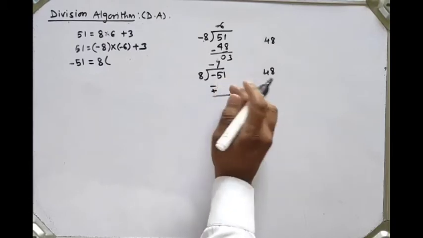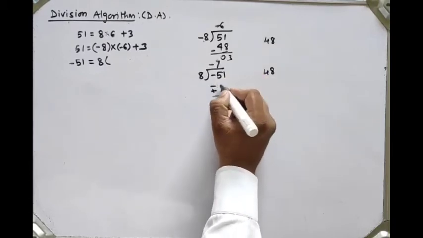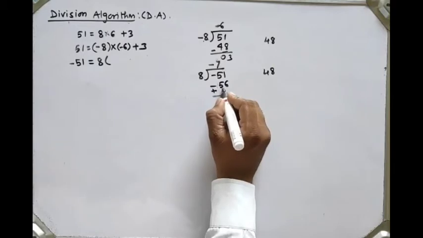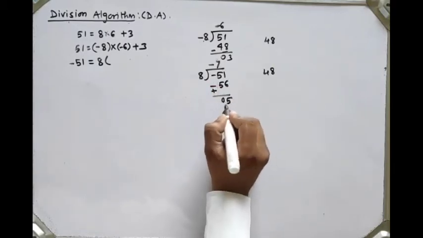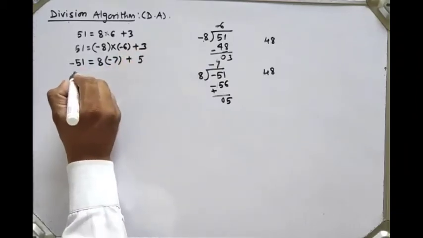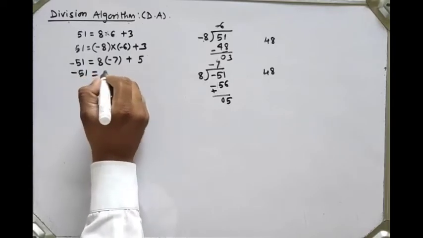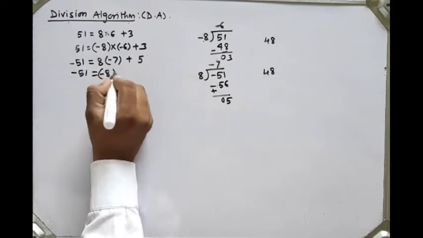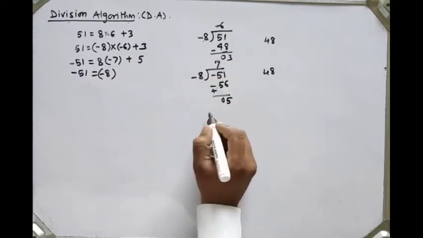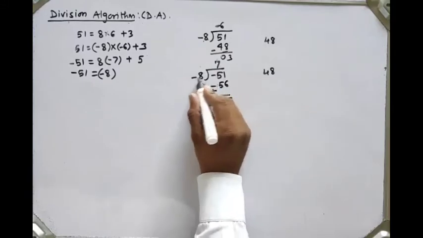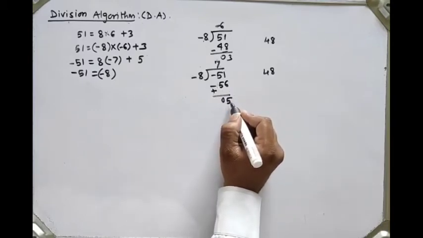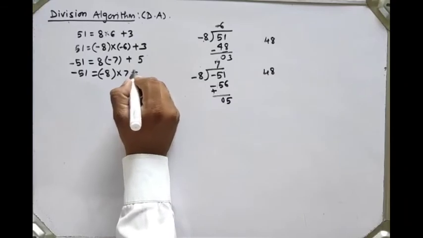After taking the addition, what will we get? The remainder: plus 56, here minus 51, so the remainder should be 5. So minus 51 is equal to 8 into minus 7 plus 5, right? Again, if I take minus 51 and divide by minus 8, then the quotient should be 7. 8 into 7 is 56, so minus 56, and after adding I get 5 again. So here 7 plus 5.